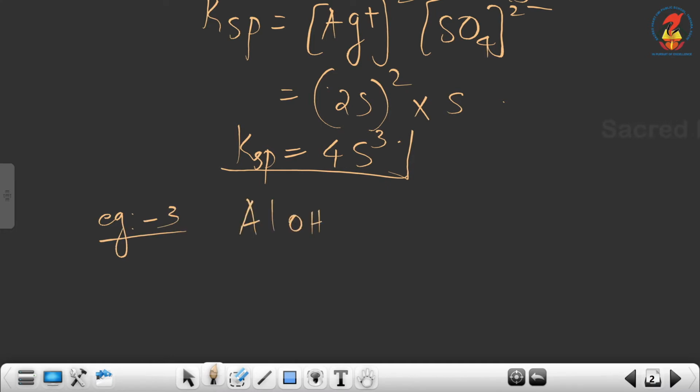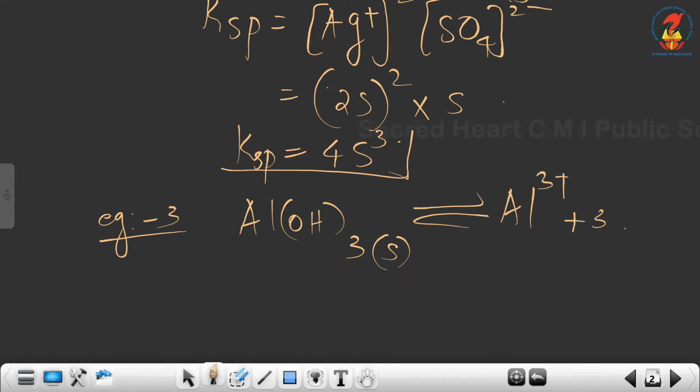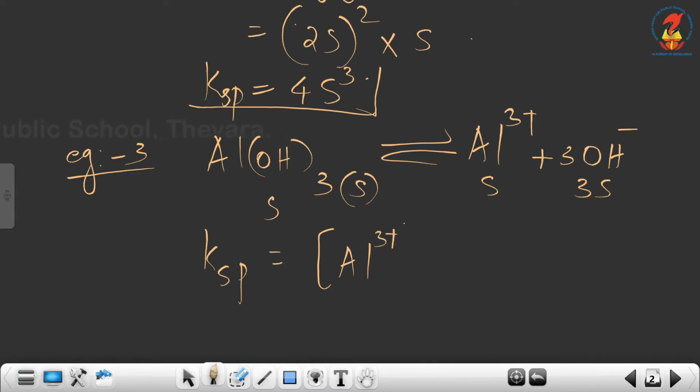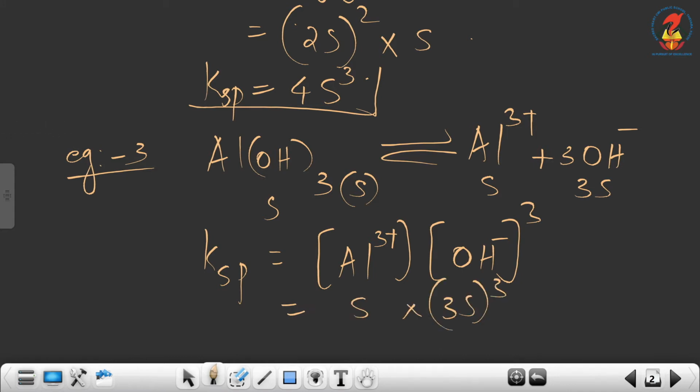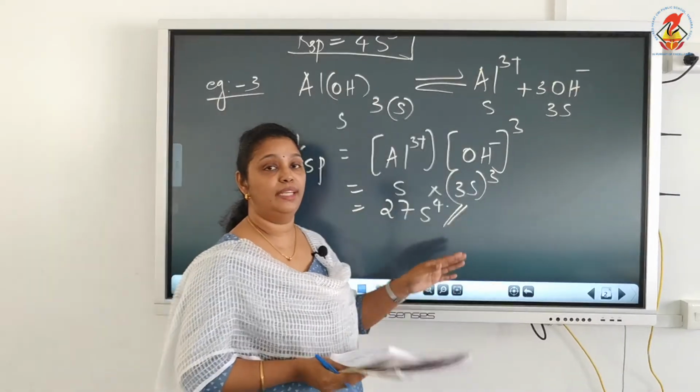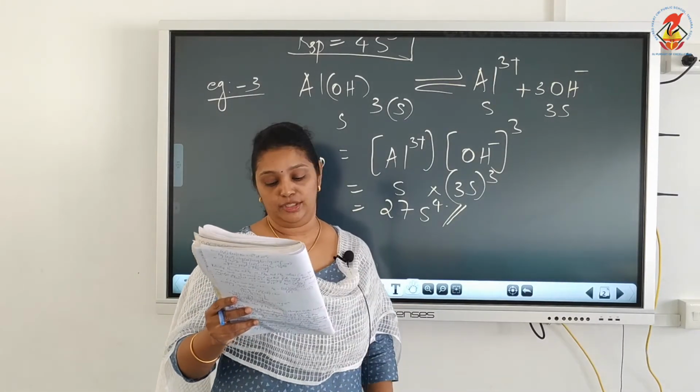Aluminium hydroxide, Al(OH)3, will dissociate to give Al3 plus and 3OH minus. Now this is S, this is S, and this is 3S. Now let's write the expression for solubility product, KSP: concentration of Al3 plus into concentration of OH minus raised to 3, which is equal to S into 3S the whole cube, which is equal to 27S raised to 4. So this is the relation between solubility product and solubility for the electrolyte aluminium hydroxide.